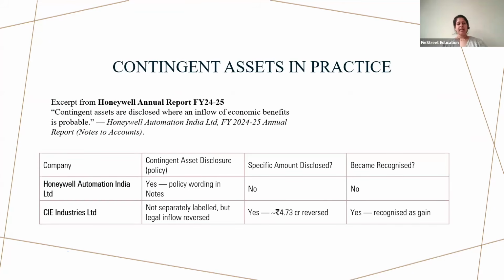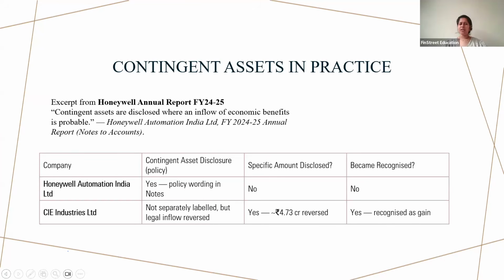Let's take an example. This is what Honeywell has recorded in its notes to accounts, but this is only the meaning of contingent assets. That is not an example. Now this is interesting. CIE is a company, they had a court case. For example, I don't know the exact amount, they had 6 crores initially given, and then it came down to 1.3, 1.4, whatever. So they reversed the 4.73.